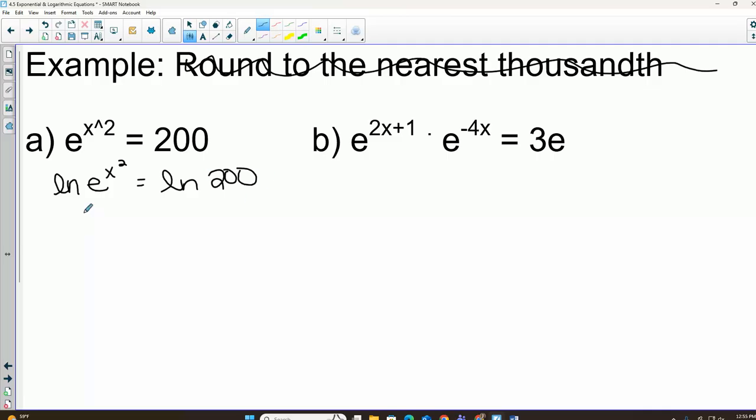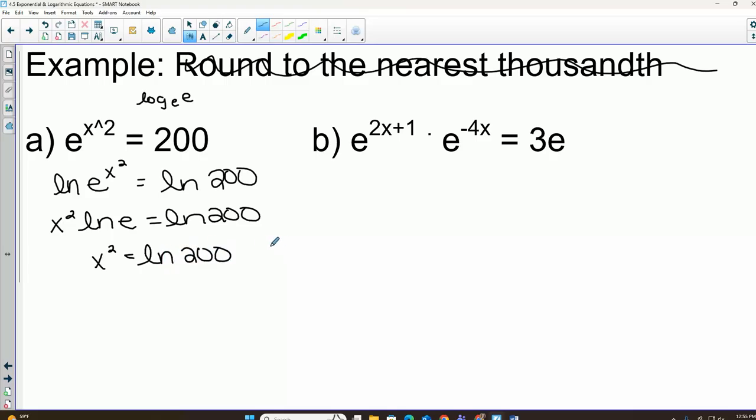At this point, the exponent comes down. You can divide by the natural log of e, or if you recognize it, natural log is log base e. What is log base e of e? 1. So you can drop that. Anytime you get a natural log of e, it just goes away.